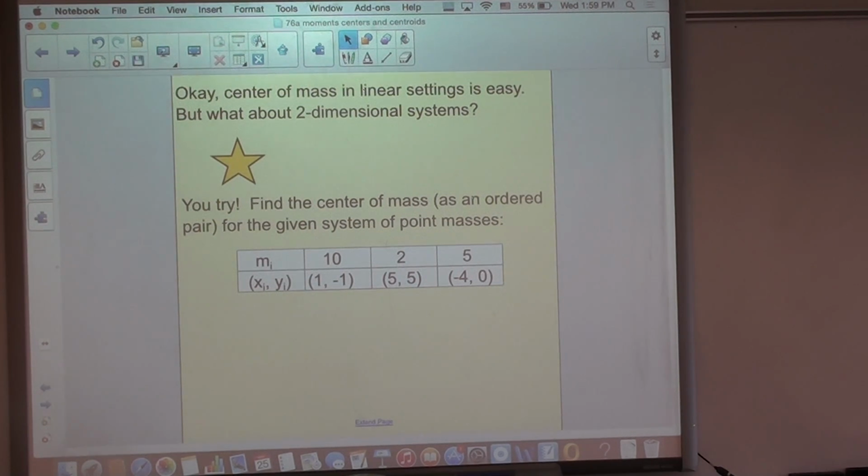Could you just find the center of the y? Does that sound right?